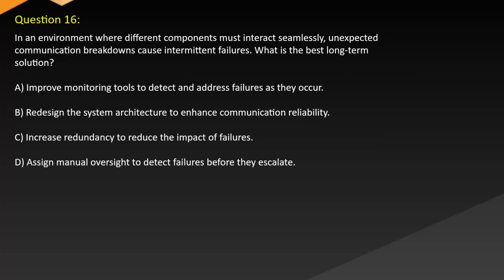Question 16. In an environment where different components must interact seamlessly, unexpected communication breakdowns cause intermittent failures. What is the best long-term solution? A. Improve monitoring tools to detect and address failures as they occur. B. Redesign the system architecture to enhance communication reliability. C. Increase redundancy to reduce the impact of failures. D. Assign manual oversight to detect failures before they escalate.